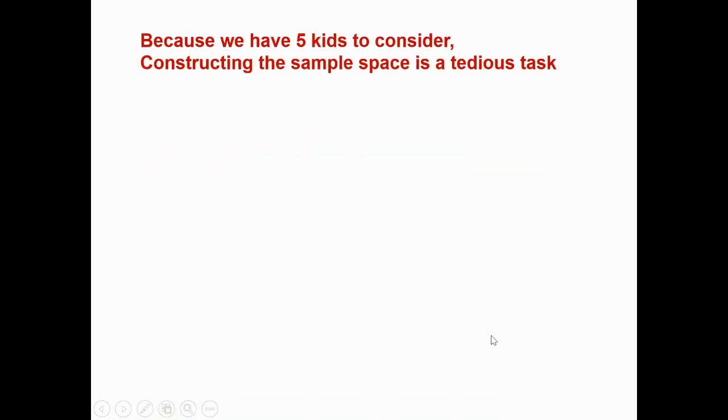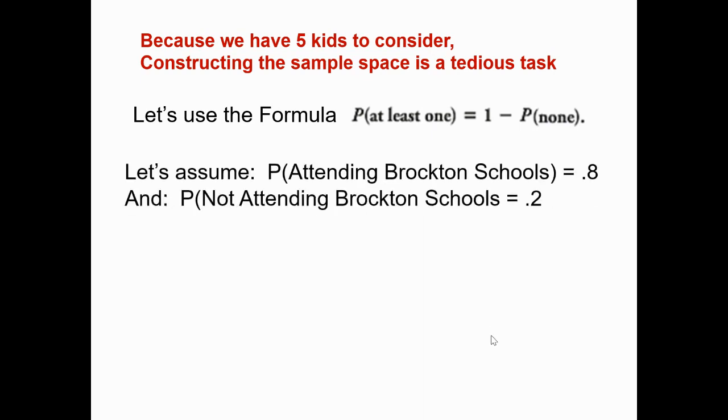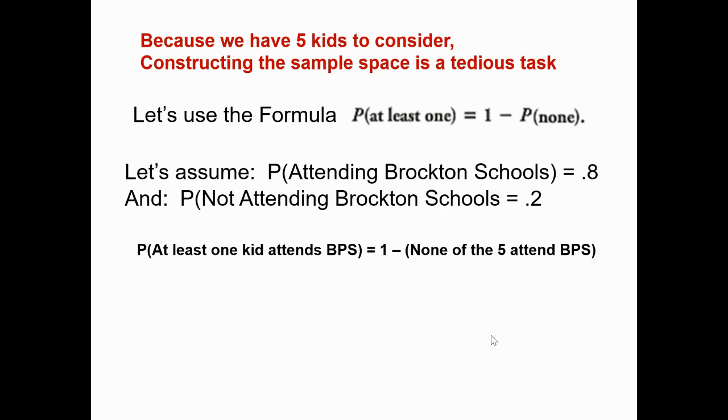All right, so because we have 5 kids to consider, constructing a sample space is a tedious task. We don't know if it's exactly 1 or exactly 2 or exactly 3 or 4 or 5. So we're going to use this complement rule. Probability of getting at least 1 kid going to Brockton is 1 minus the probability that none of the 5 go to Brockton schools. Let's assume, just for argument's sake, that the probability of a child attending Brockton is 0.8. Therefore, the probability of not attending Brockton schools is 1 minus 0.8 or 0.2. It's arbitrary numbers that I chose.